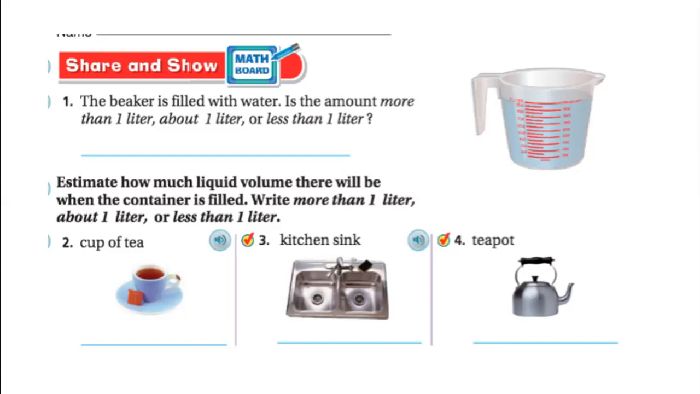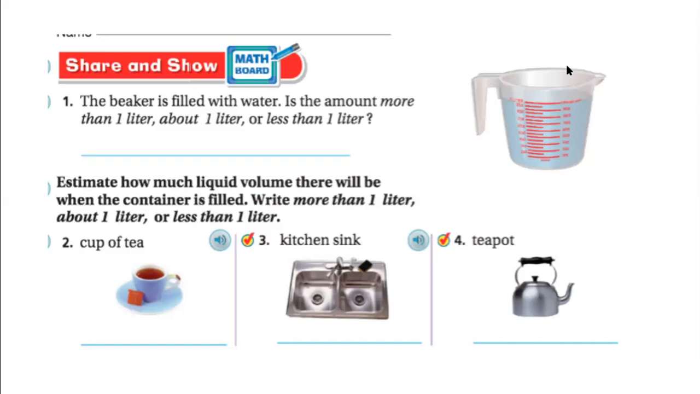Number 1 reads, the beaker is filled with water. Is the amount more than a liter, about 1 liter, or less than 1 liter? So we're looking at the beaker that is right here. If we remember, an object that is less than 1 liter is about the amount of a cup. If it is about 1 liter, it's going to look like a water bottle. Or if it's more than 1 liter, it's going to be like a fish bowl.